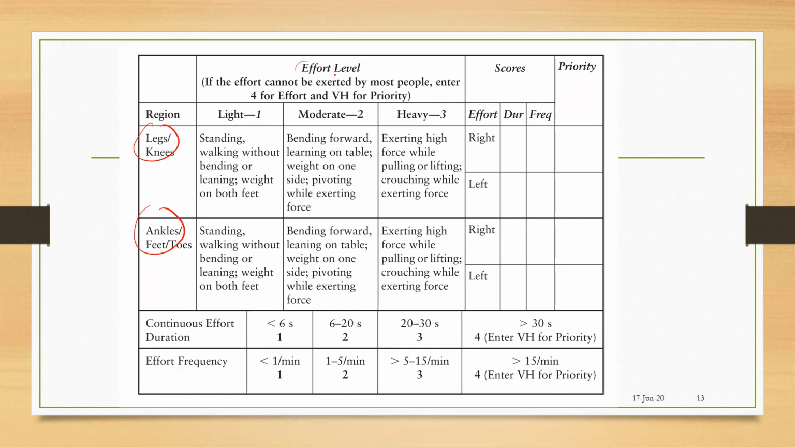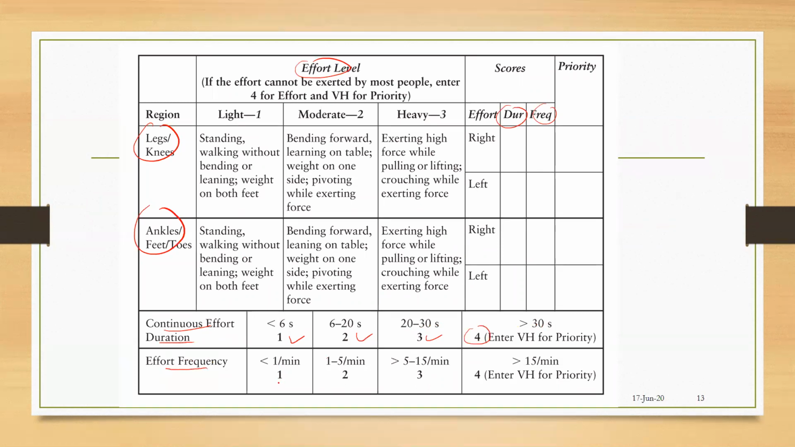Same factors: effort level, duration, and frequency. And here you can see that if continuous effort duration is less than 6 seconds, we assign a score of 1. For 6 to 20 seconds, a score of 2. For 20 to 30 seconds, a score of 3. And for greater than 30 seconds, a score of 4.